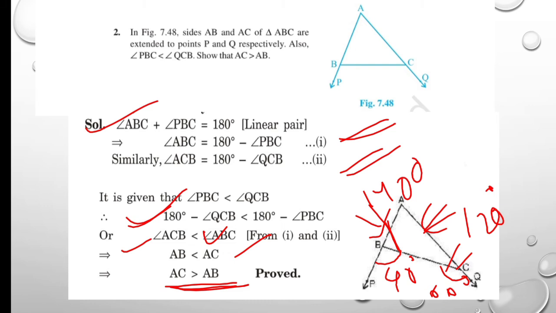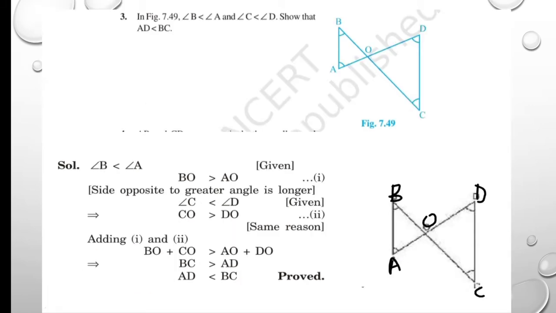Now let us move on with the next sum, and this is today's last sum. In this question, it is said in figure 7.49, angle B is less than angle A and angle C is less than angle D. Show that AD is greater than BC.